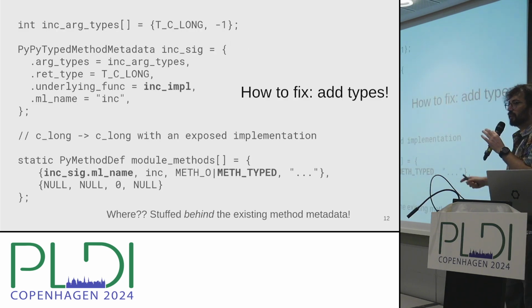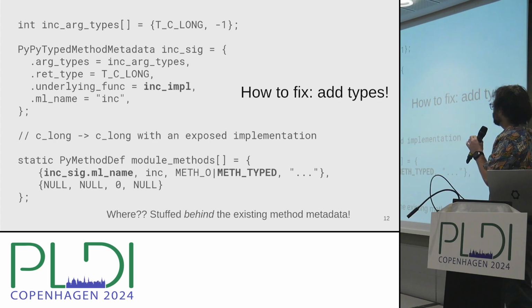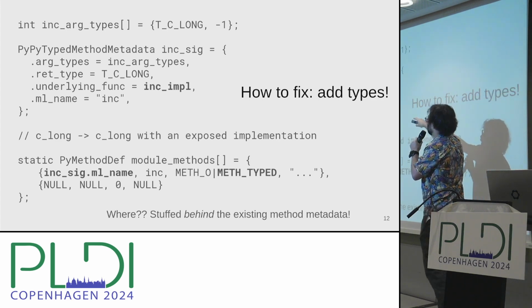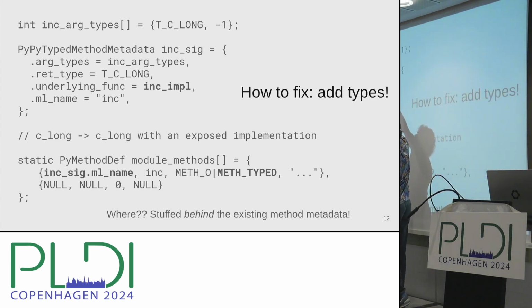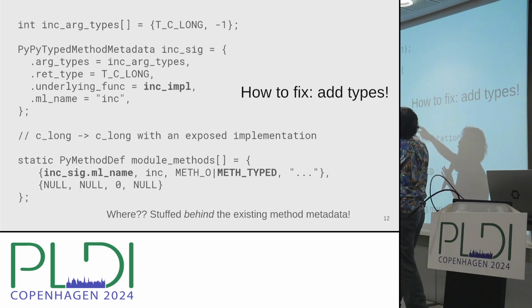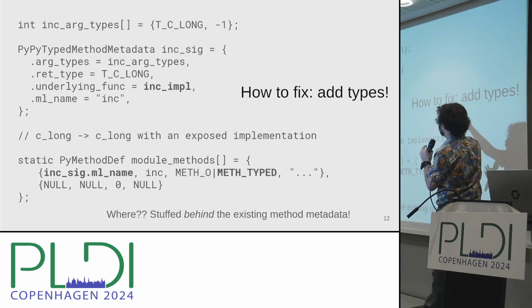So we said, all right, you could do a bunch of static analysis, or you could add types. You say, here's a type descriptor for this inc function. It takes one C long, and that's an array that's terminated by -1. And you return a C long, and the underlying function is this thing called incl, which is doing the real work. And then you sort of stuff it behind the name.